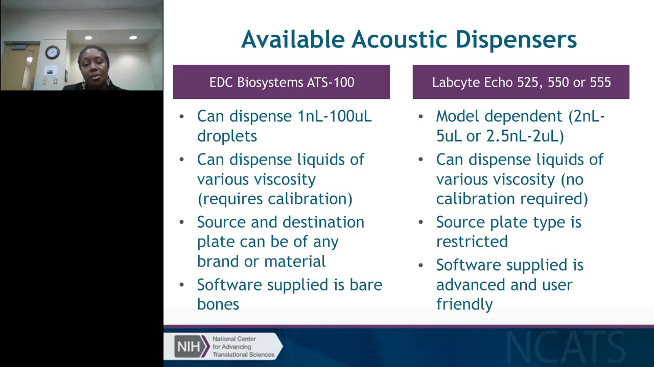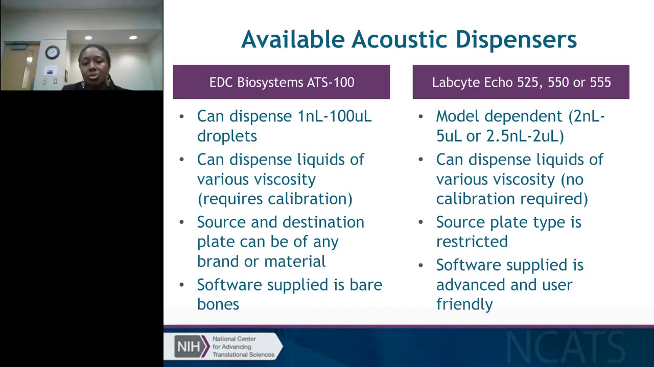The other difference between the EDC Biosystems ATS 100 and the LabSite Echo is that EDC can use any source and any destination plate that you would like to use. You can use any brand, any material. There are no limitations on that. LabSite Echo has chosen to restrict the source plate type that you are able to use. So you have to get your source plates from LabSite Echo. So that does increase your consumables costs, but they argue that their production of the plates is more consistent than you would get if you're using source plates from lots of different companies.